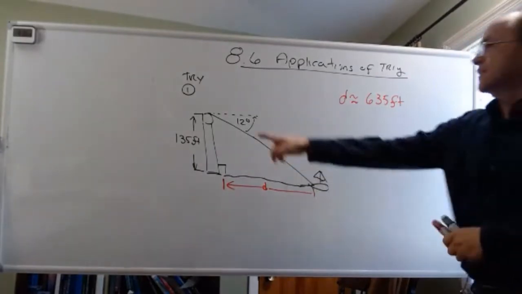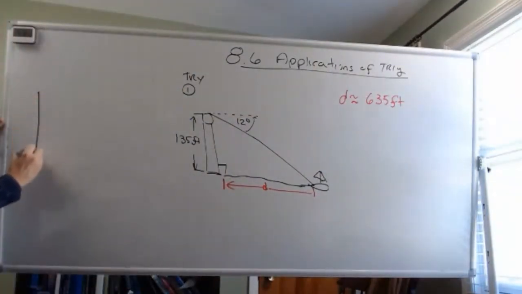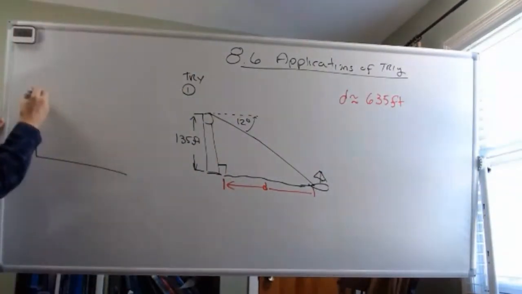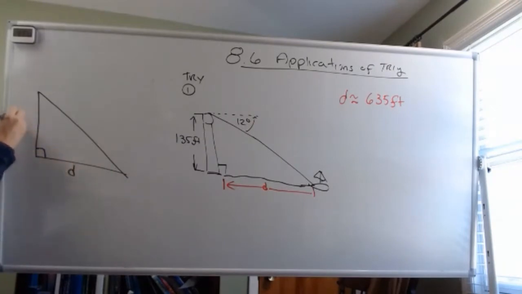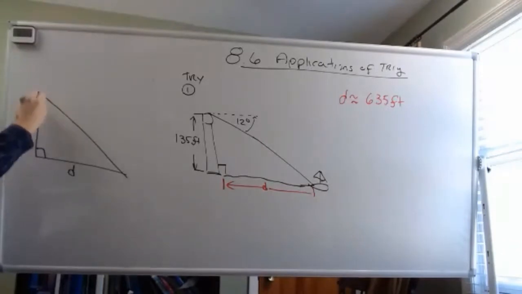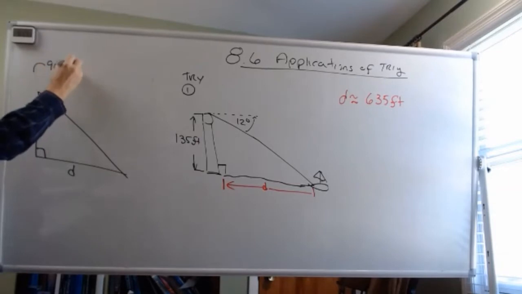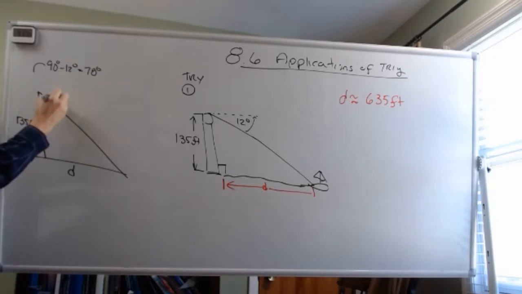Okay, so let's draw a triangle over here. I'll just take the triangle, what we do now. Put all the known information over here. This is what I don't know, that's my unknown. I know this is 135 feet. This angle here is 12 degrees, but this entire angle here is 90 degrees. So to get this angle here, I'm taking 90 degrees, subtracting 12 degrees to give me 78 degrees. So the measure of that angle there is 78 degrees.